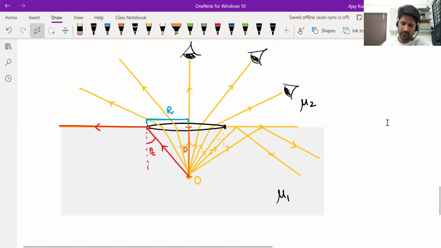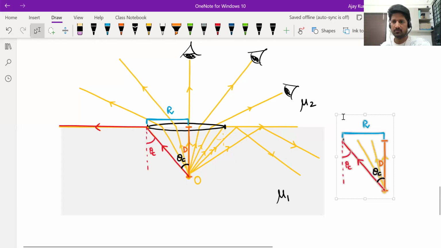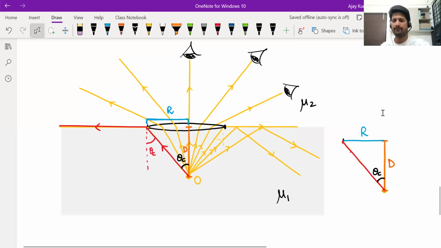And if that angle is the critical angle, then this should also be theta c. Do you agree with this or not? Yes. Now we see a right angle triangle here consisting of R, capital D and the critical angle. I'm pasting the right angle triangle on the right side. So this distance is the R that we are looking for. The blue one is R, the vertical one is D, and the angle between them is the critical angle. Yes or no?